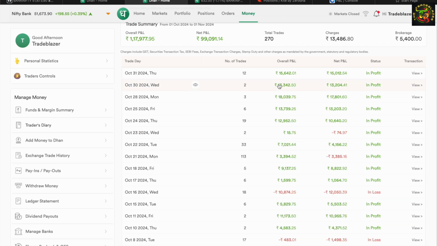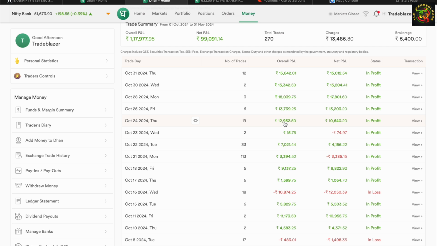On this particular day, I have taken only one trade, 13,340 is what I made. But then you can see after charges also, I'm still making 13,200. That means hardly 150 rupees of charges. So that's how we need to plan.